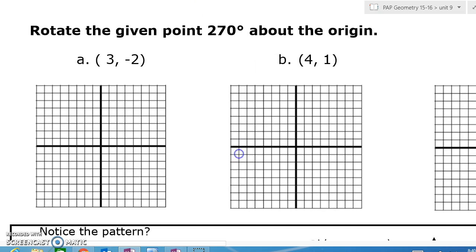Alright, a 270-degree rotation. So let's look at this point right here, 3, negative 2. 3, negative 2 is right here.